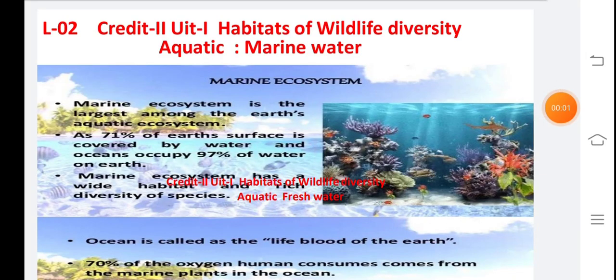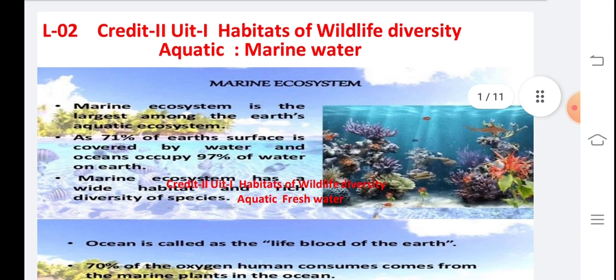Okay, so today we are observing our second lecture for Credit Number 2 and Unit Number 1, wildlife habitats of the wildlife diversity, in aquatic water condition. Yesterday we have seen about fresh water. So today we are observing about the marine water conditions.